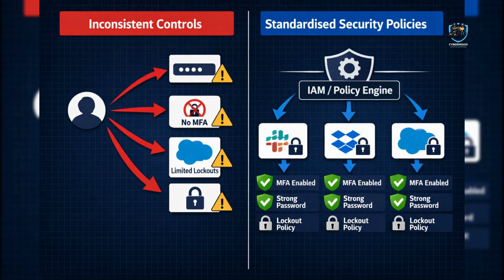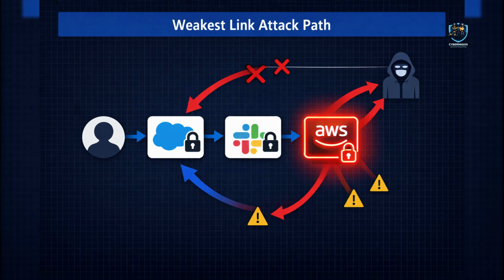Even where identity is integrated, account policies often drift across platforms. Different SaaS providers enforce different controls. Password strength varies. MFA is not always enforced. Account lockout rules differ. This creates uneven security across the environment. And in real-world scenarios, attackers target the platform with the weakest controls, not the most critical one, the easiest one.